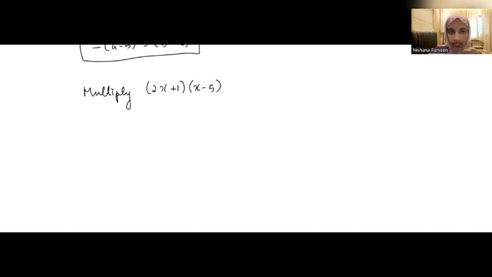That means 2x times x will give you 2x squared. Then 2x times minus 5 will give you minus 10x. 1 times x will give you x. And 1 times minus 5 will give you minus 5. Easy, right? Each term you multiply with each term in the other bracket. After completing one single term, just go with the next one. Otherwise, you may get confused between the terms.